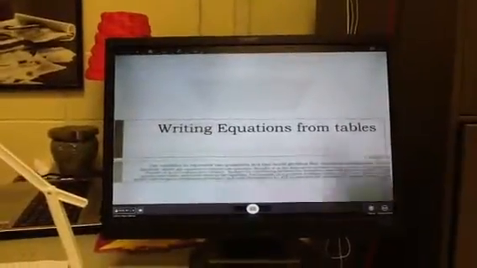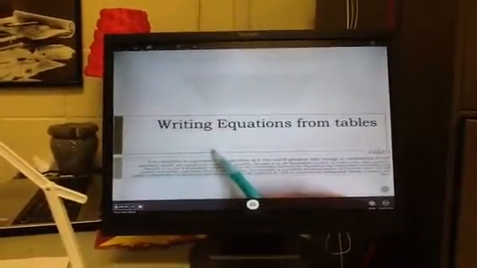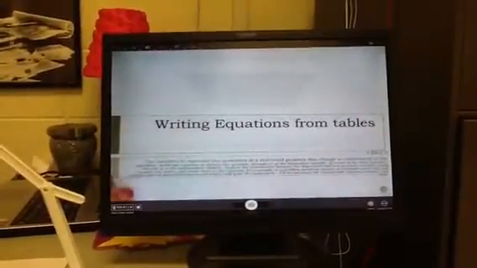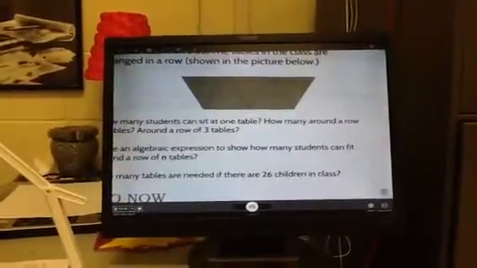Okay, today we are talking about writing equations from tables. So independent and dependent variable. We're going to skip the do now.